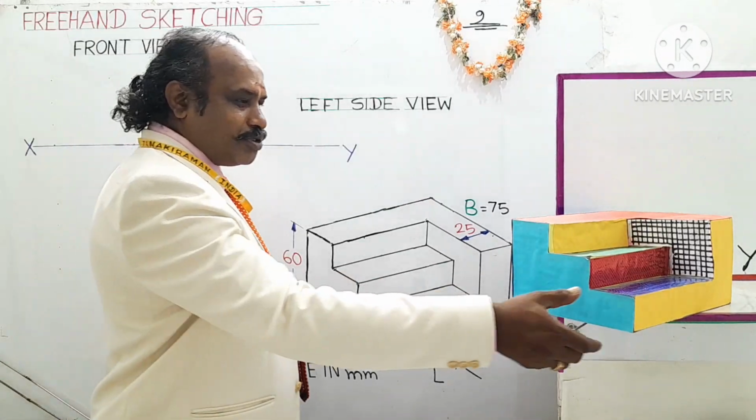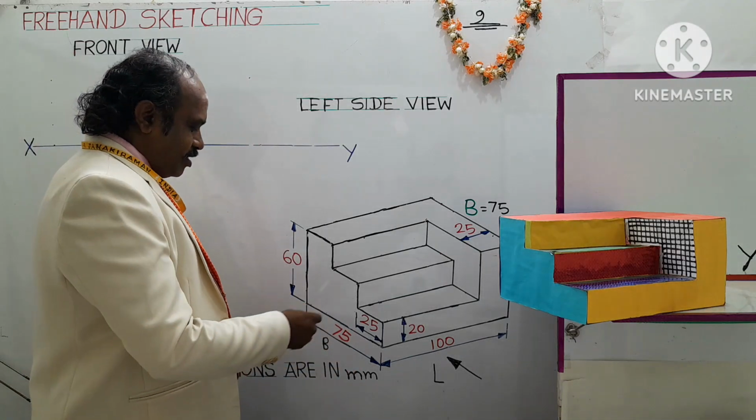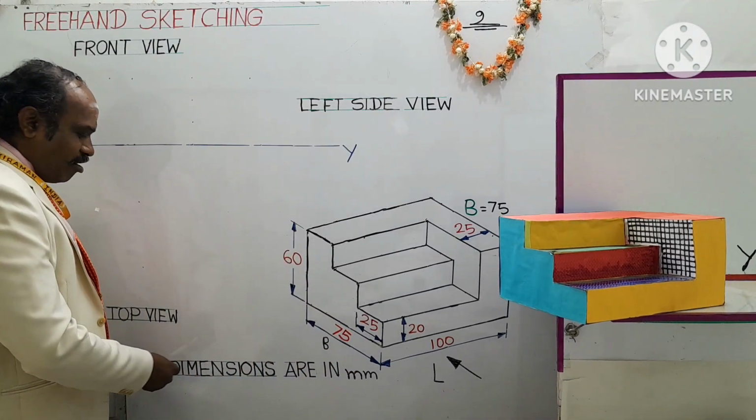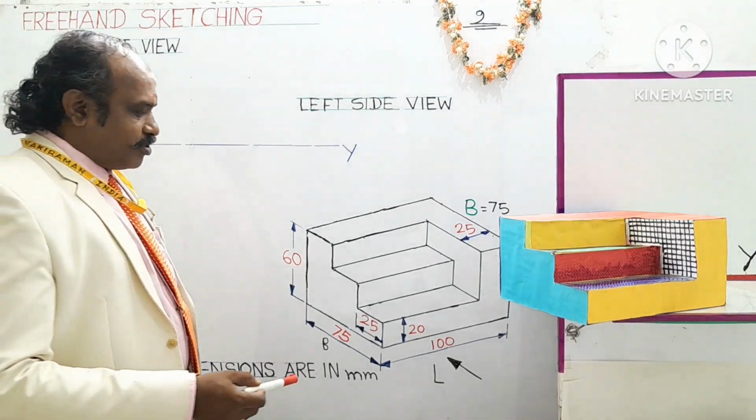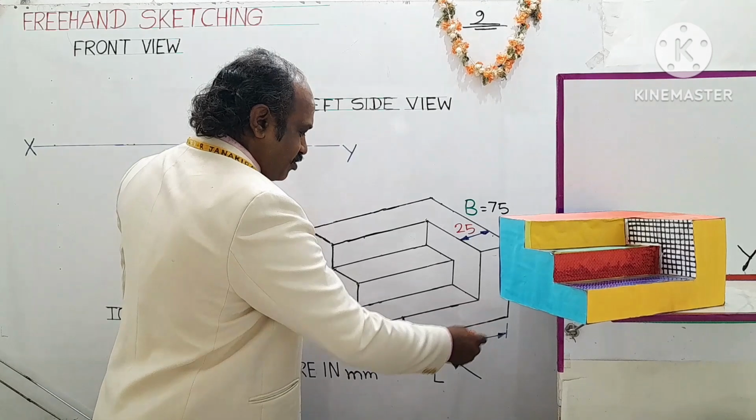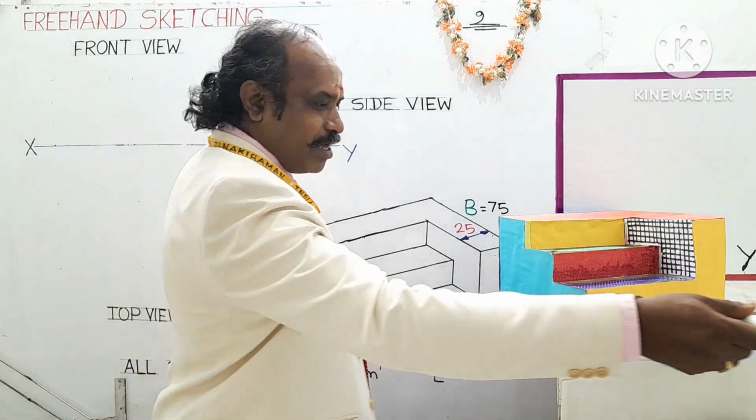The corresponding object is also shown in this video. So consider that all dimensions, as written here, are in mm. Mm means millimeter is the unit followed. So consider the length of the object. This is the direction of the arrowhead. It denotes the front view direction. That is, this is that arrowhead.